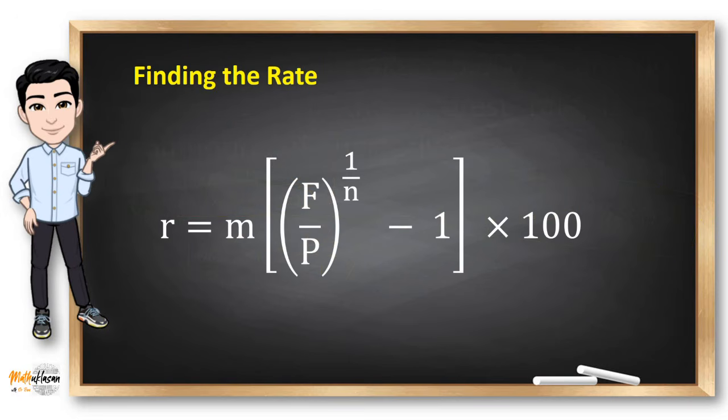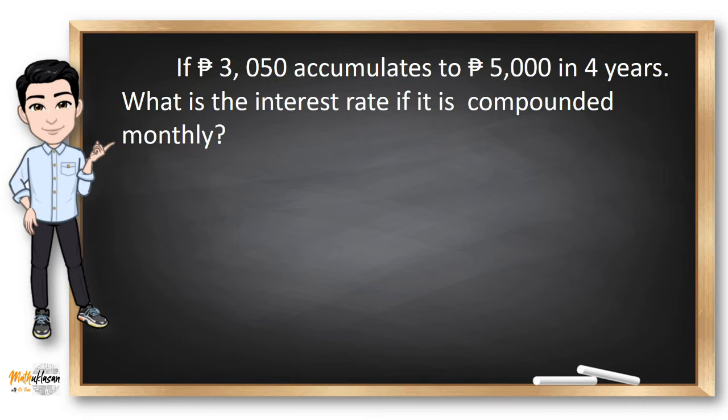If the rate is missing, you can use the formula R equals M times final value divided by principal value raised to 1 over N. Remember that N here is equal to T times M. Subtract it with 1 times 100 to make it a percentage. Let's have this example. If 3,050 accumulates to 5,000 in 4 years, what is the interest rate if it is compounded monthly? To get the rate, we have R equals M. It is compounded monthly, so this is 12 times the final value, which is 5,000, divided by the principal, which is 3,050. And we need to raise this to 1 over N.